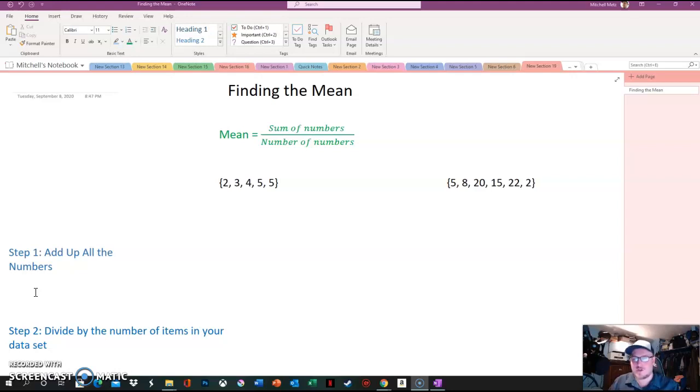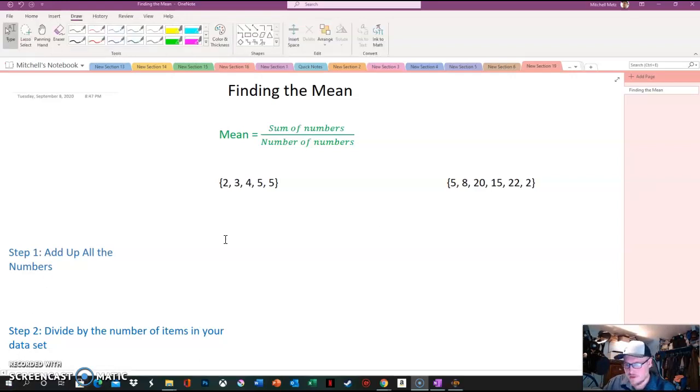But let's start, and I'm going to show you how to find mean now. So let's find the mean for the first data set. Alright, so the first step that you're going to do with your data set is you're going to first add up all the numbers. So I'm just going to add all these numbers up in a row. So I'm going to add 2 plus 3 plus 4 plus 5 plus 5.